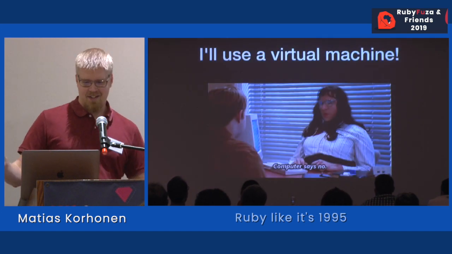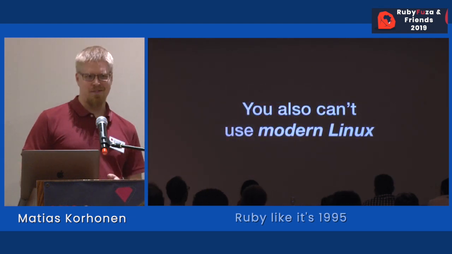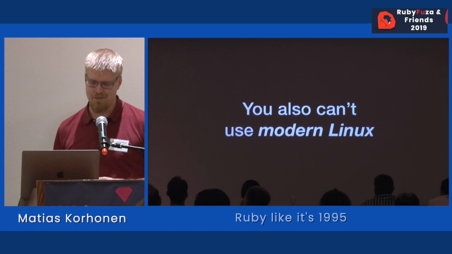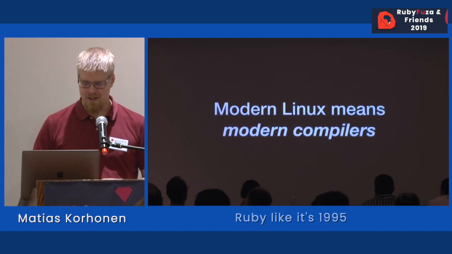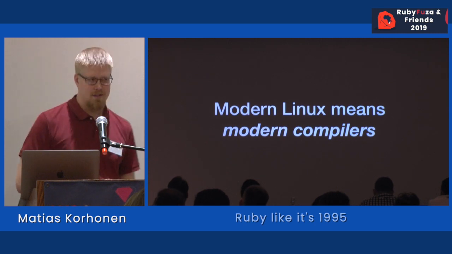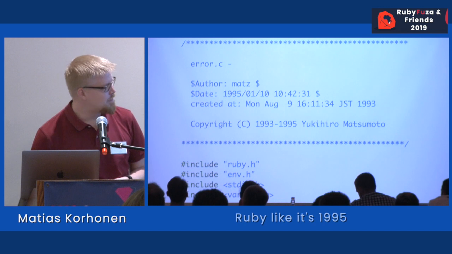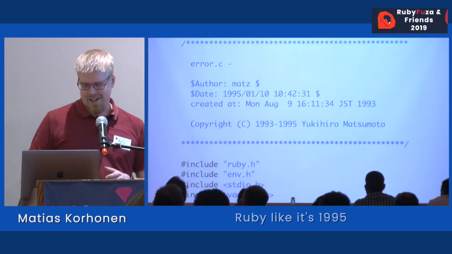But computer says no. You also can't use a modern version of Linux, because modern Linux means modern compilers. And this will turn out to be very important. So let's take a little look at the Ruby 0.95 source to find the problem. See that last line there?